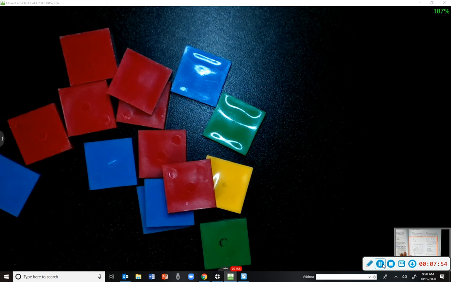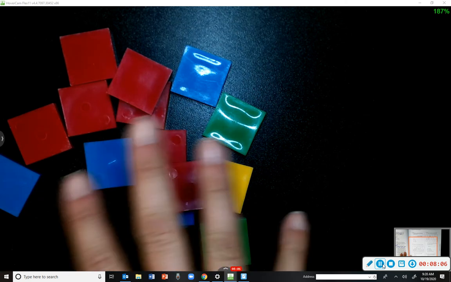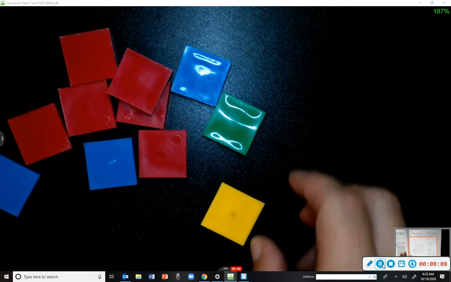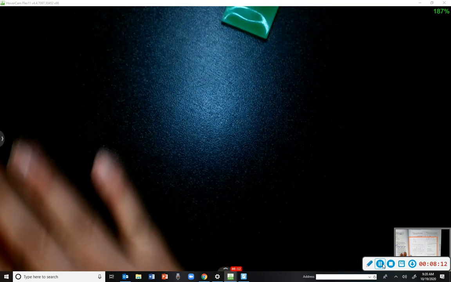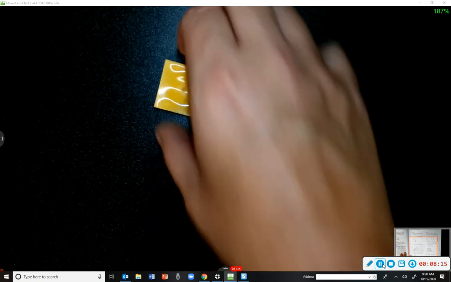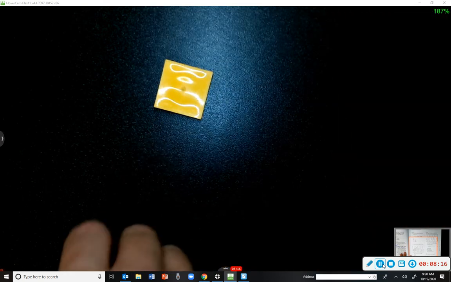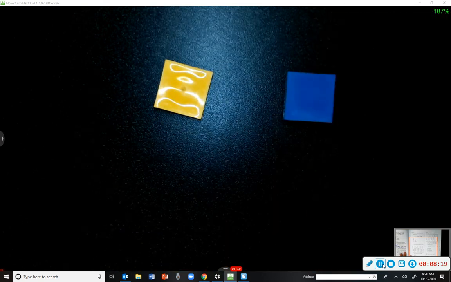Okay, so multiplication is equal groups. So the first one I want you to do is make 3 groups of 4. 3 groups of 4. And we're going to do the first one together just so you get the hang of it. Now if I say 3 groups of 4, I'm going to make 1, 2, 3 groups. Okay.